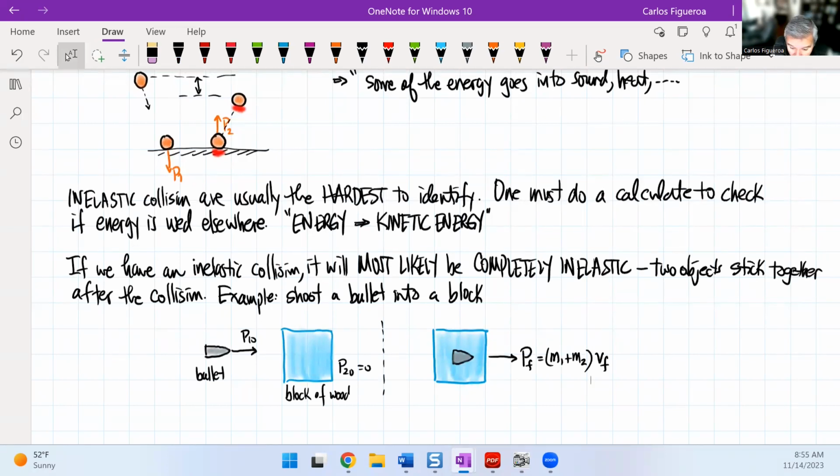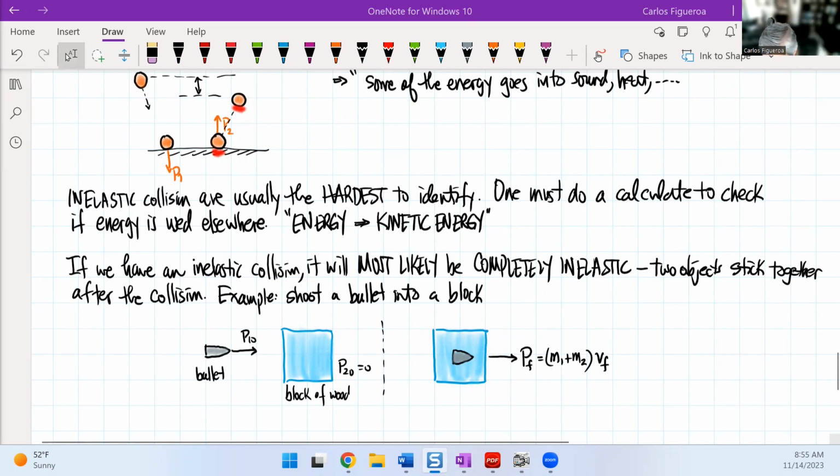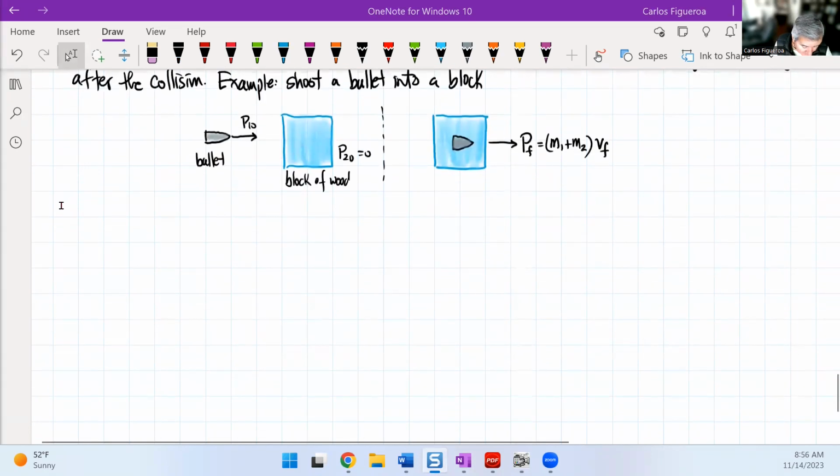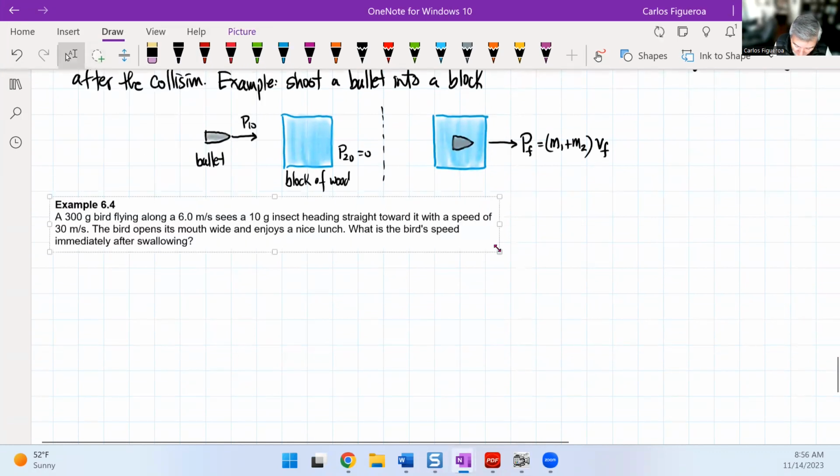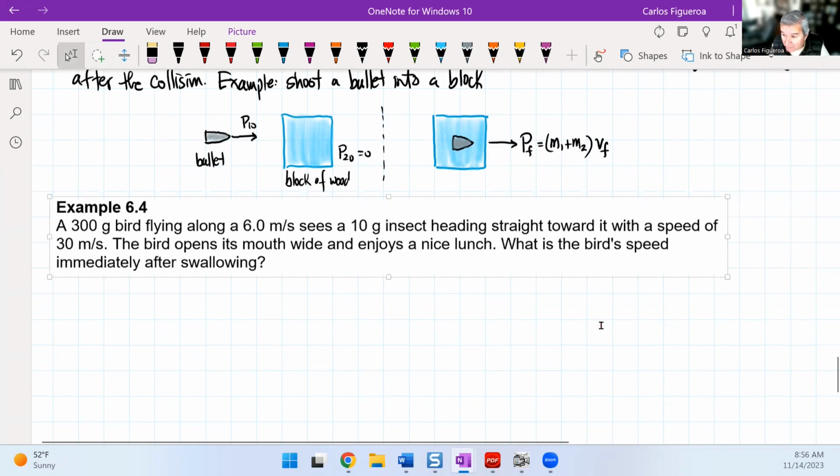So that being the case, let's go to the next example. And this is the last example of the chapter. So here's what we have.